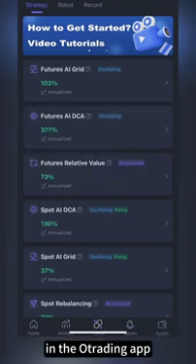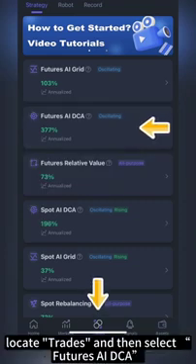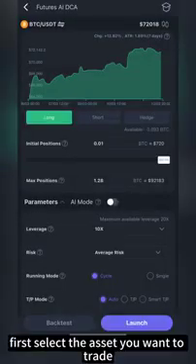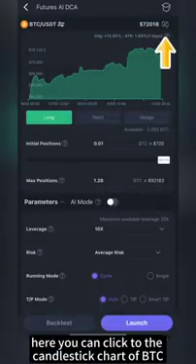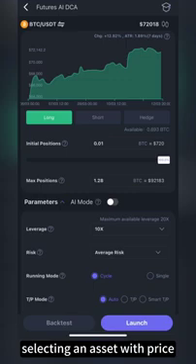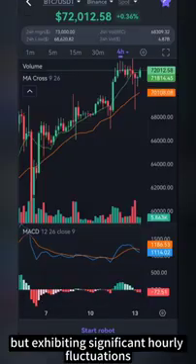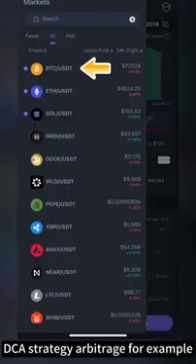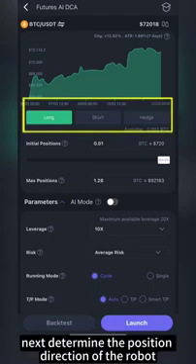In the Otrading app, locate Trades and then select Futures AI DCA. First, select the asset you want to trade. Here you can click to the candlestick chart of BTC for a more detailed analysis using various indicator tools. Selecting an asset with price oscillating within a range but exhibiting significant hourly fluctuations is more favorable for DCA strategy arbitrage. For example, BTC. Next, determine the position direction of the robot.